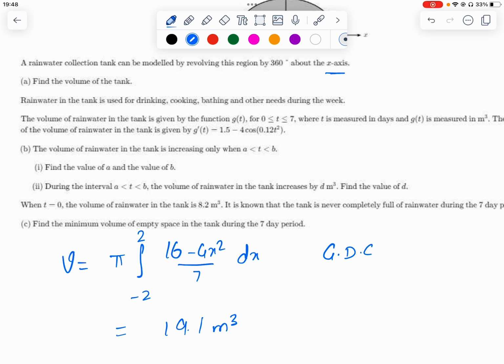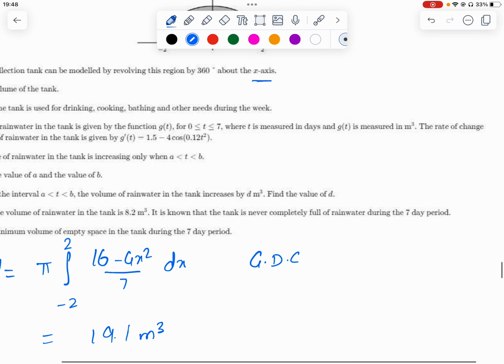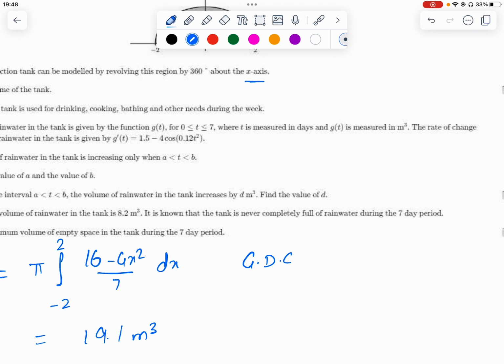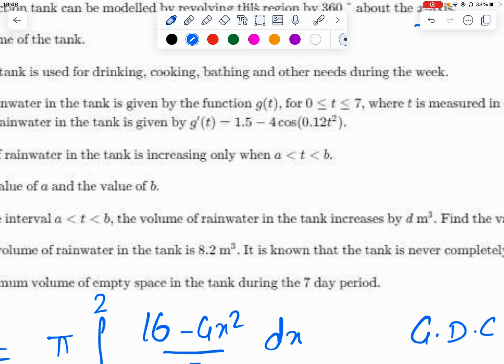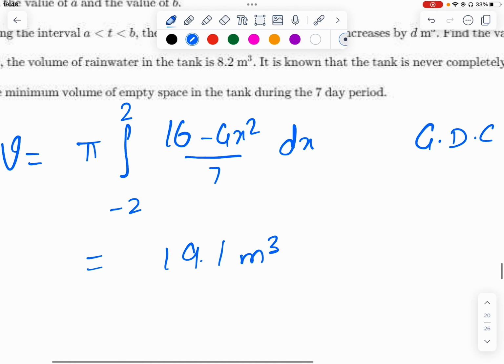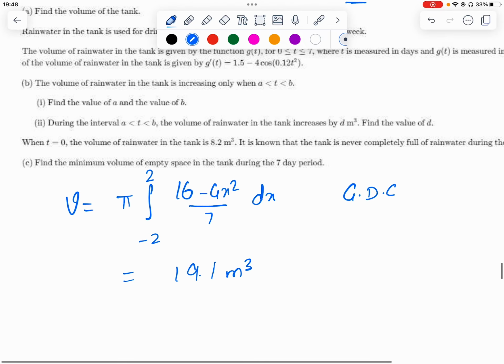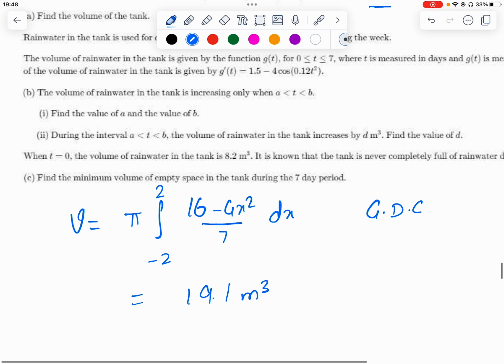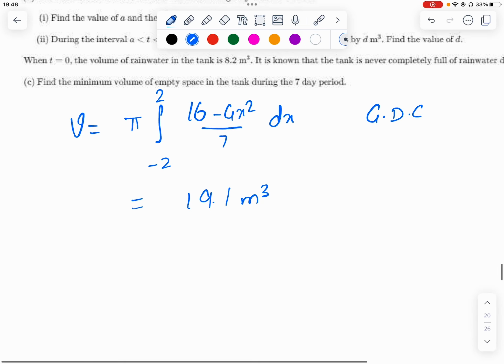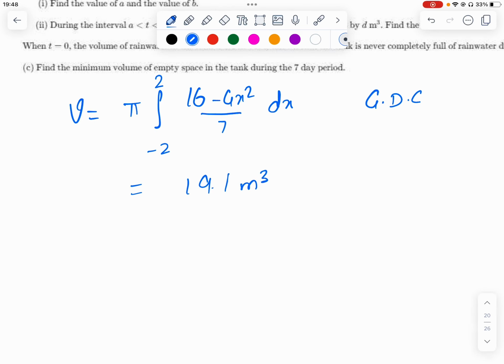Rainwater in the tank is used for drinking. The volume of the rainwater in the tank is given by the function g of t, where t lies between 0 to 7, where t is measured in days and g of t is measured in meter cube. The rate of change of volume of the rainwater in the tank is given by g prime of t equals 1.5 minus 4 cos of 0.12 t square. What is being asked? The volume of the rainwater in the tank is increasing only when t lies between a and b. Find the values of a and b.